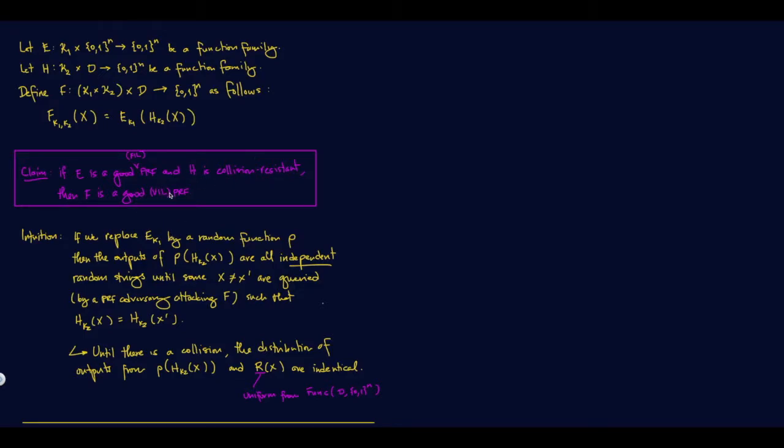You can approach this proof either way. You can either start by trying to show how you would build the collision finder out of this PRF adversary A, or you can start by trying to build a PRF adversary B out of A. For me, it's easier to start with this piece first, so let's do that.